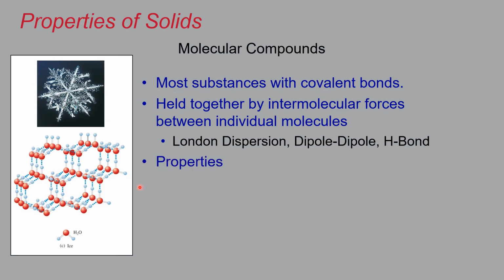So what are the macroscopic properties of these solids? Compared to the ion-ion interactions, these are relatively weak. So these bonds are worth about maybe 0.1 to, let's say, 5 or 10 kilojoules per mole, as opposed to a few hundred or a few thousand in ionic compounds. Because these intermolecular forces are relatively weak, they have relatively low melting points.